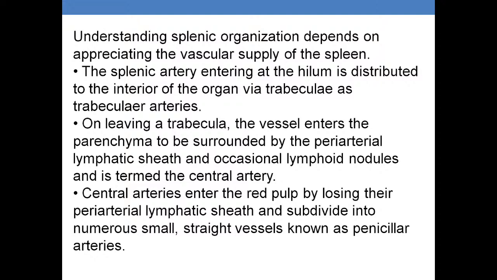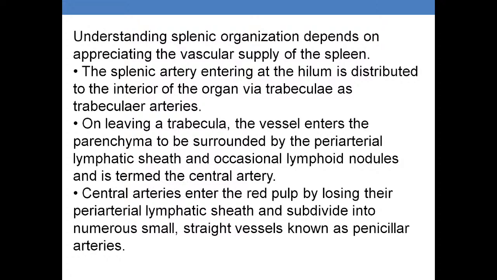Understanding splenic organization depends on appreciating the vascular supply of the spleen. The splenic artery entering at the hilum is distributed to the interior of the organ via trabeculae as trabecular arteries. On leaving a trabecula, the vessel enters the parenchyma to be surrounded by the periarterial lymphatic sheath and occasional lymphoid nodules, and is termed the central artery.